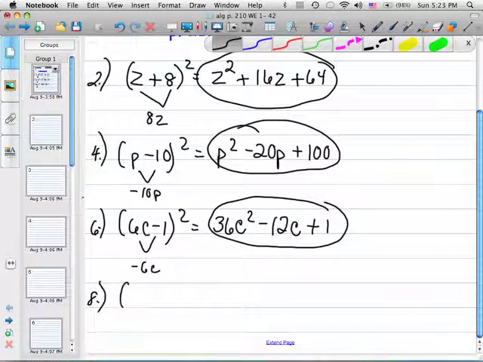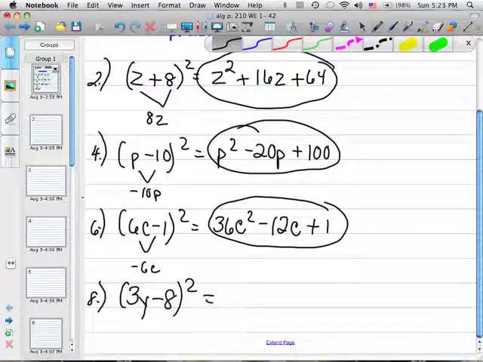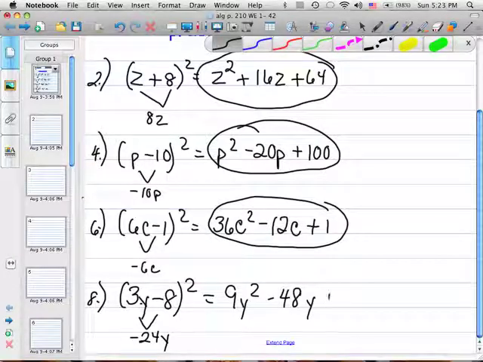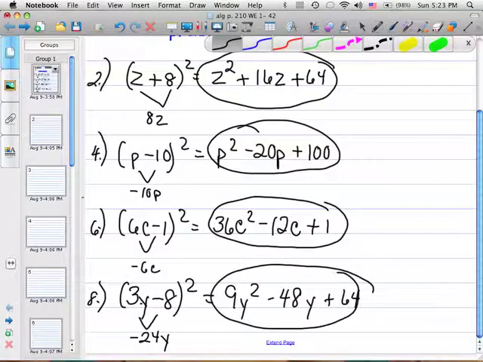Problem number 8. We have 3y minus 8 quantity squared. First term, square it. 3y times 3y is 9y squared. Middle term for the trinomial, multiply these two terms together, you get negative 24y. Double it, because there's two of them. So that'd be negative 48y. And negative 8 times negative 8 is positive 64.